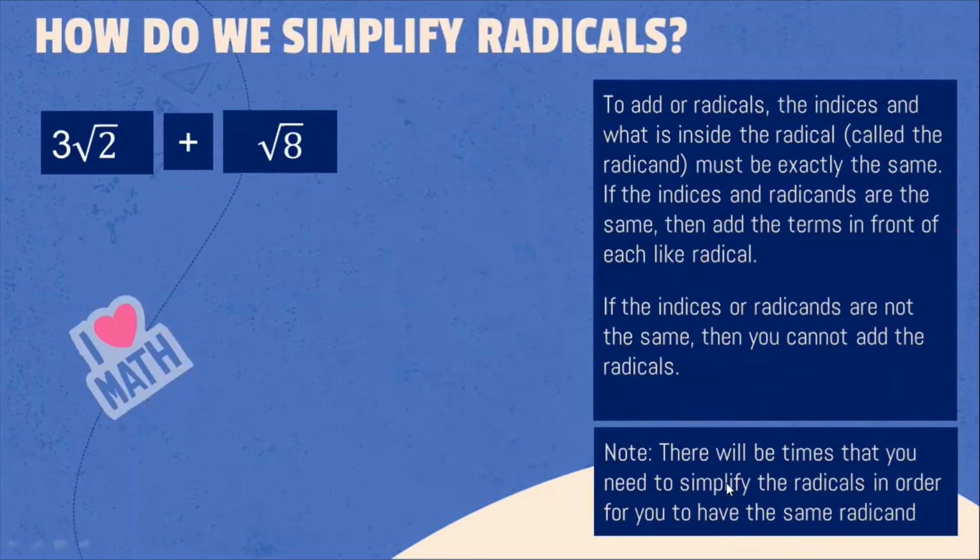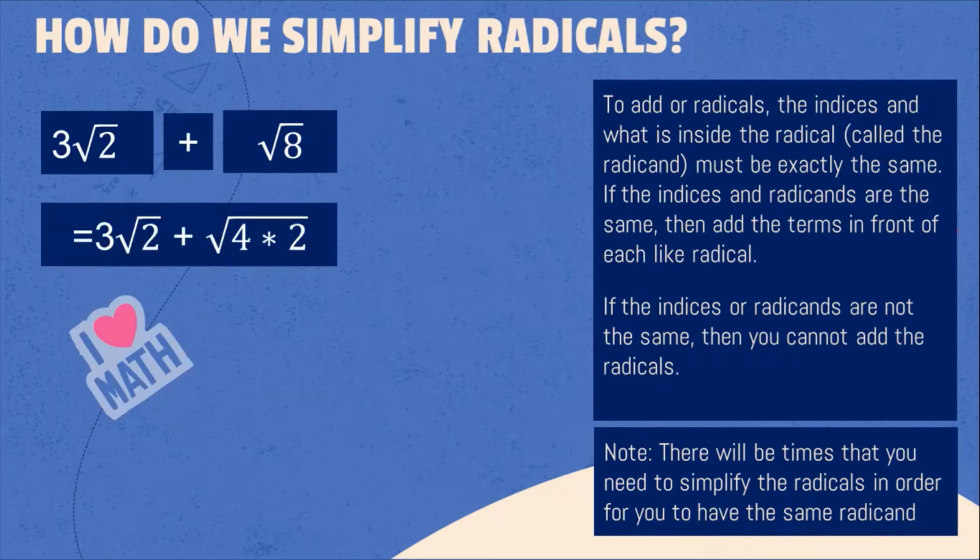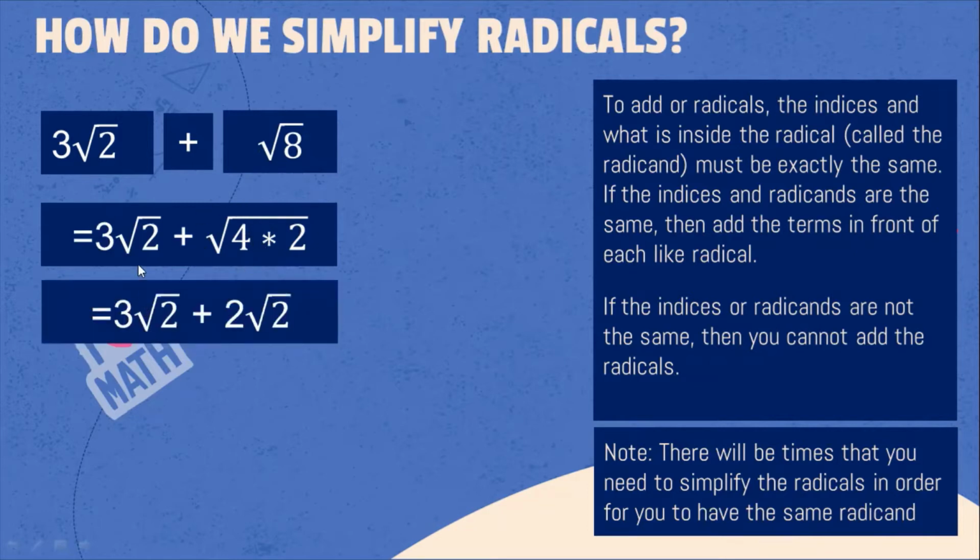There will be times that you need to simplify the radicals in order for you to have the same radical. As you can see, the square root of 8 has a perfect square factor. The factors of 8 are 4 and 2. And as we all know, we can simplify the square root of 4. That is 3 square root of 2 plus the square root of 4, which is 2. Then the square root of 2 will remain.